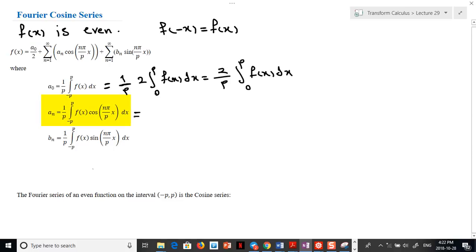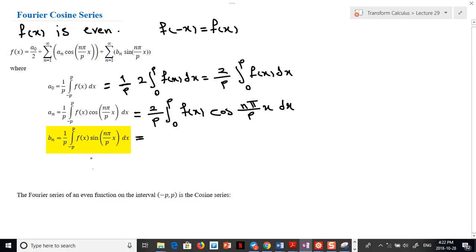Now let's find an. For an, we have 1 over p, the integral from minus p to p of f(x) cosine(n pi over p x). We know that f(x) is an even function, and we know that cosine(n pi over p x) is an even function. The product of two even functions is an even function. As a result, I can say that this integral is equal to 2 over p, the integral from 0 to p of f(x) cosine(n pi over p x) dx.